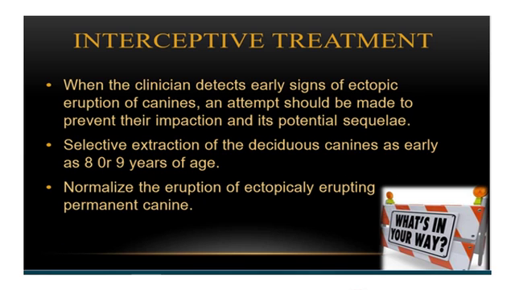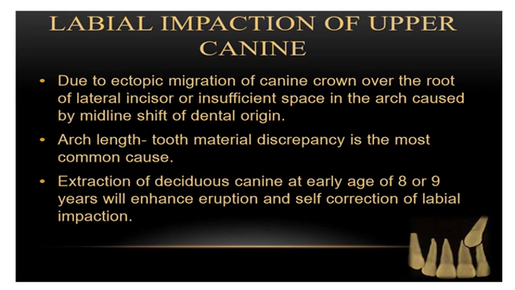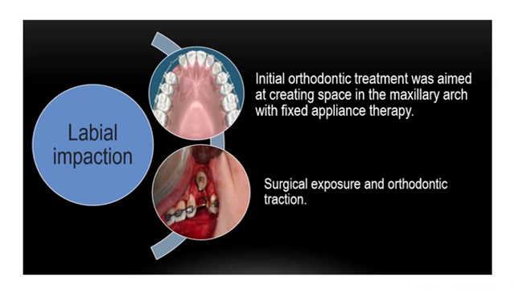Normalize the eruption of ectopically erupting permanent canines. Labial impaction of the upper canine is due to ectopic migration of the canine crown over the root of the lateral incisor or insufficient space in the arch caused by midline shift of the dental arch. Arch length tooth material discrepancy is the most common cause, and extraction of deciduous canine as early as 8 to 9 years will enhance eruption and self-correction of labial impaction. So we will guide it, which means guidance for eruption.